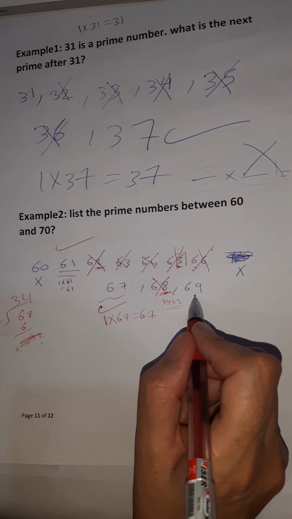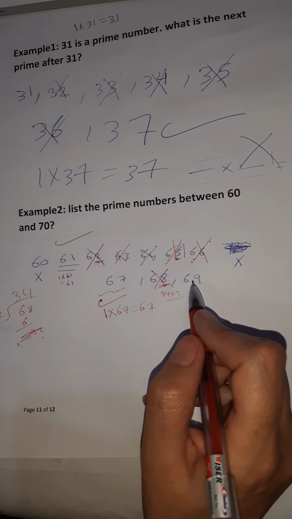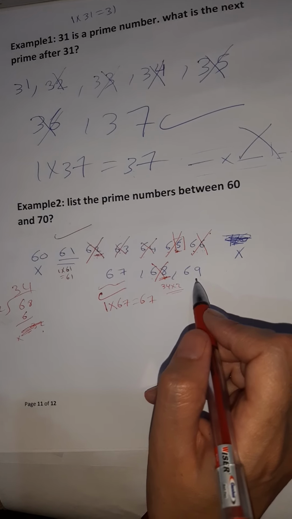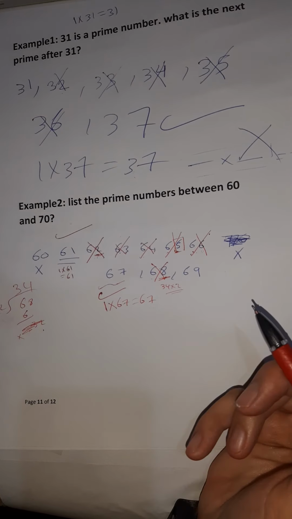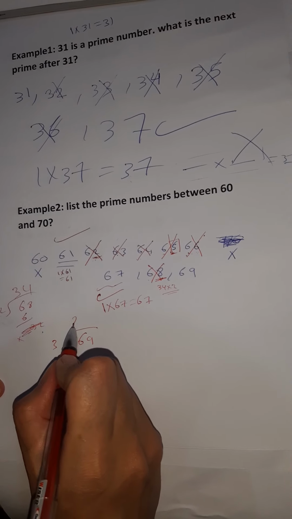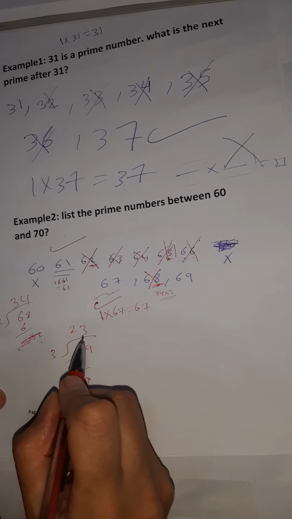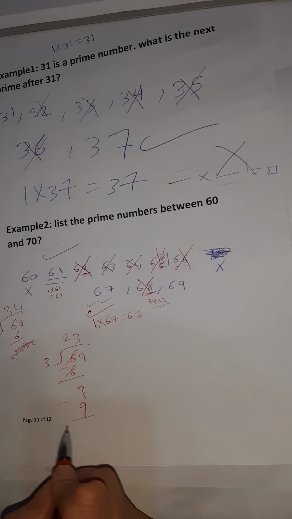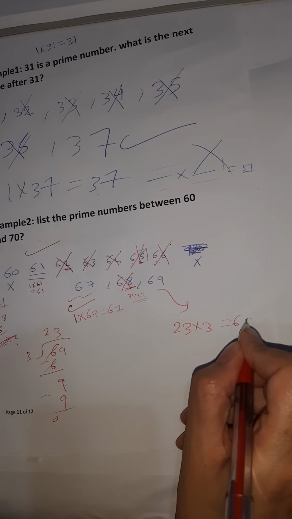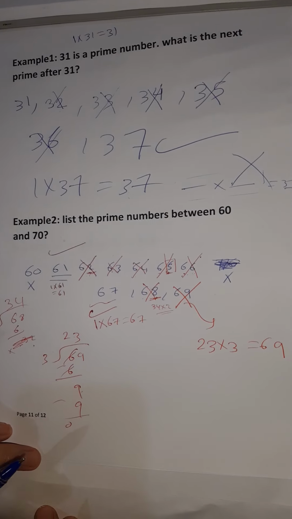Now 69 is divisible by 3. Why? Since if we add 6 plus 9, it's 15, divisible by 3. So 69 divided by 3: this is 2, this is 6, minus 9, 0. Since 23 times 3 equals 69, 69 is not a prime number.